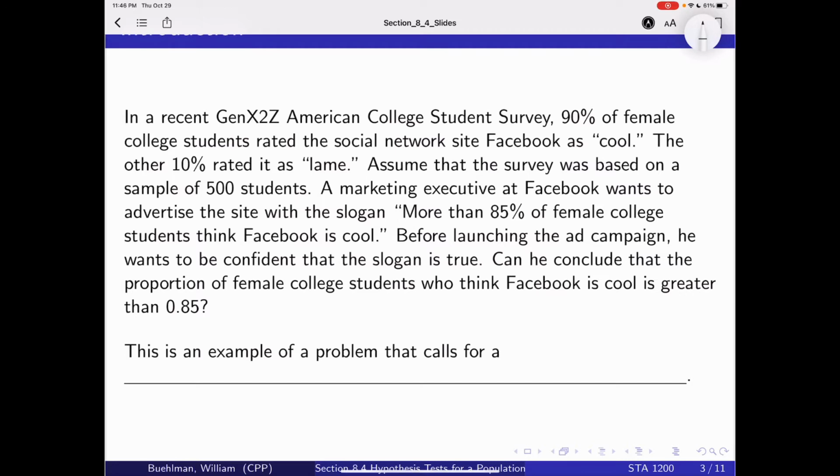A marketing executive at Facebook wants to advertise the site with the slogan, "More than 85% of female college students think Facebook is cool." Before launching the ad campaign, he wants to be confident that the slogan is true. Can he conclude that the proportion of female college students who think Facebook is cool is greater than 0.85? This is an example of a problem that calls for a hypothesis test about a population proportion.